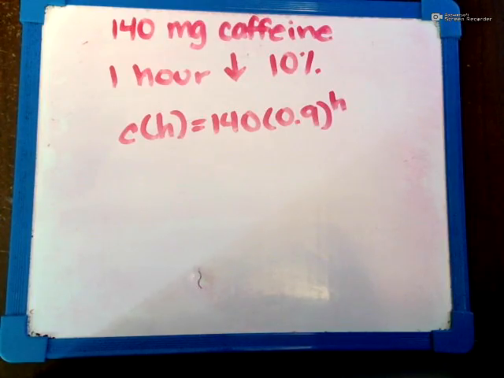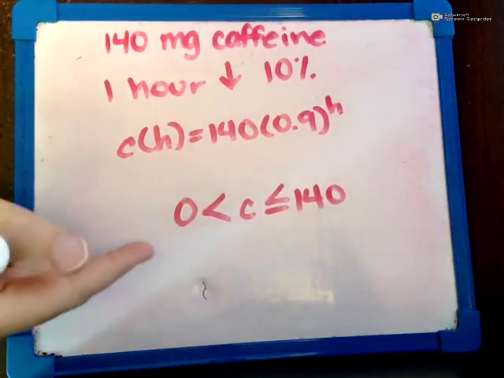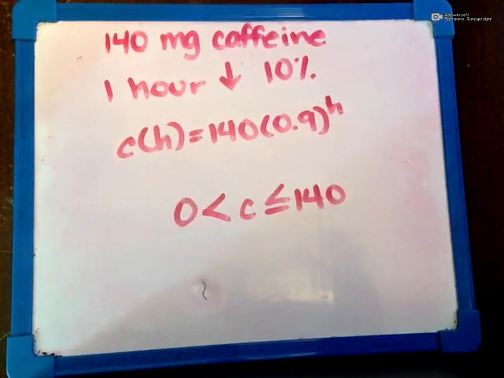What is the range? So the range is going to be C, and it's going to go from 0 to 140. The range represents the possible values for the dependent variable, and that's the amount of caffeine in Mateo's body. Written as an inequality, it's C is greater than 0, but it's less than or equal to 140, because remember, it's never going to touch the x-axis because it's an exponential function.